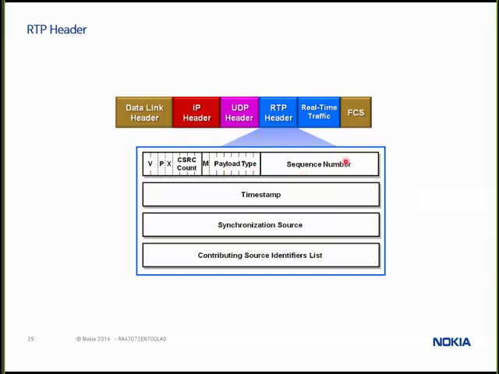Then we'll have a sequence number, timestamps. What is the source synchronization? So what are we using to synchronize the source? And we're going to have some contributing identifier list or whatever that we can add. The total of the typical RTP header is 12 bytes. Then we get into the actual real-time packet.